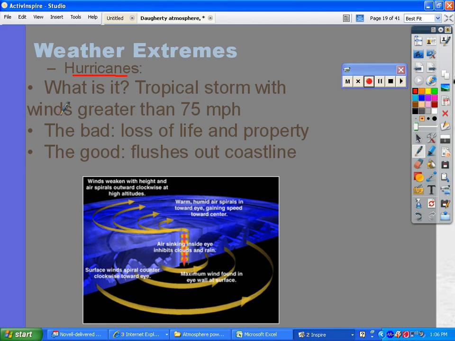So we said the winds get really, really powerful with this, greater than 75 miles per hour. And obviously there's a lot of destruction. There's a loss of life of organisms and humans, tons of damage to property. But there are some good things, and we can talk about those some more in class since I'm trying to get through these notes so they're not too long.